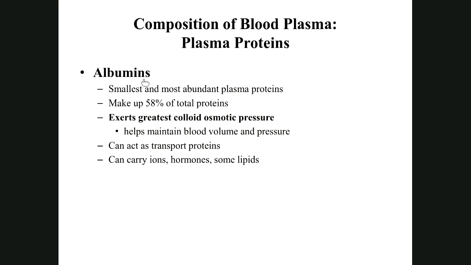Albumins, this is the most abundant. You don't have to know 58%. I don't really like these kind of numbers for my class. I want you to know just kind of in general. So albumins are the majority of the plasma proteins, the most abundant. What I want you to be familiar with, they are involved with transport. I don't want you to worry about that as much. What I want you to focus on is osmotic pressure. These guys exert the greatest osmotic pressure in the blood.